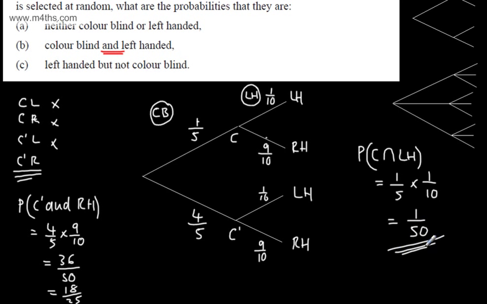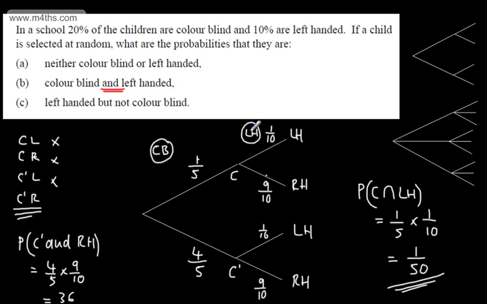We're told that these are independent, or we're not told, but they should be independent events. So colourblind and left-handed, we followed this particular approach. Alternatively, you could have used these and just looked at the probability of each.